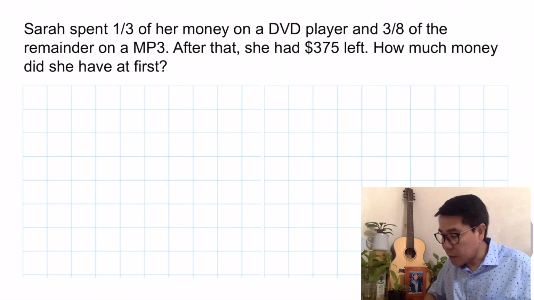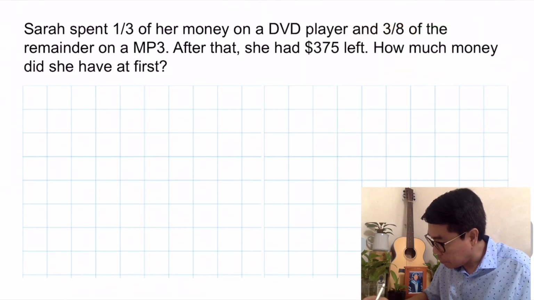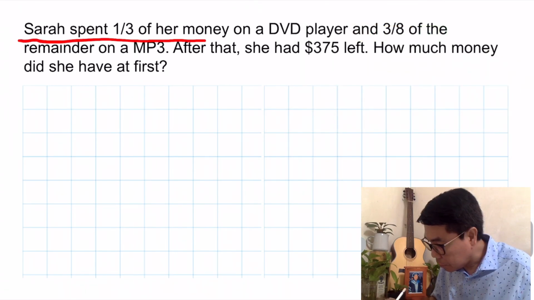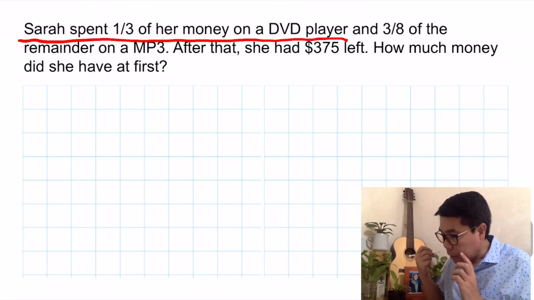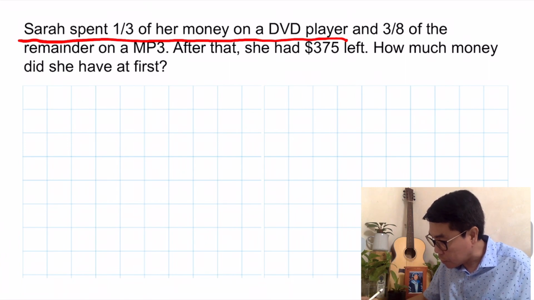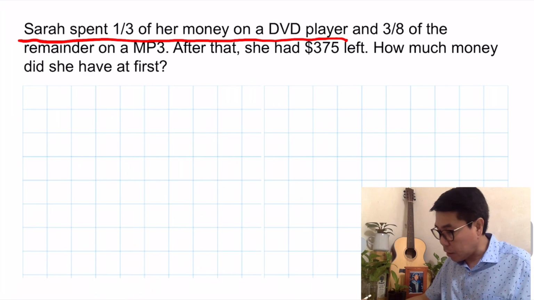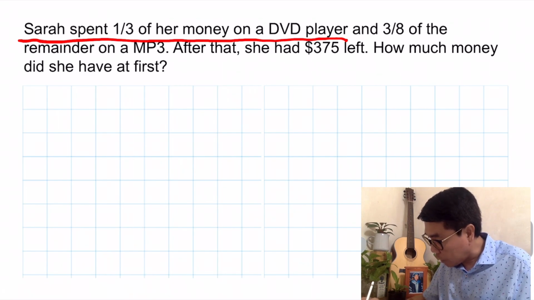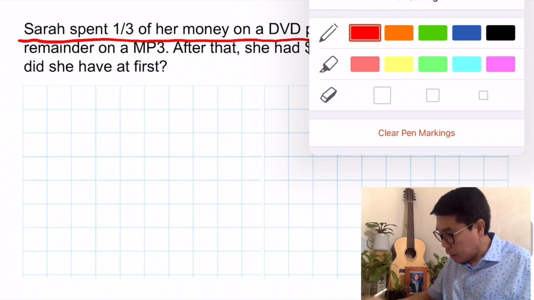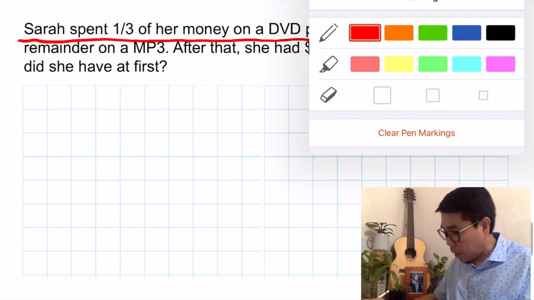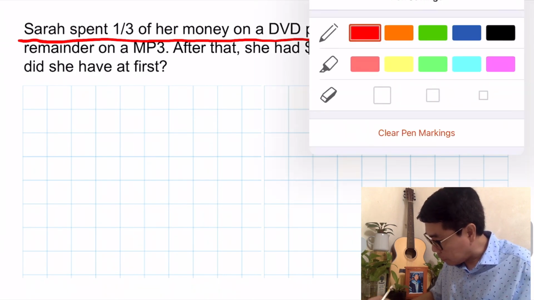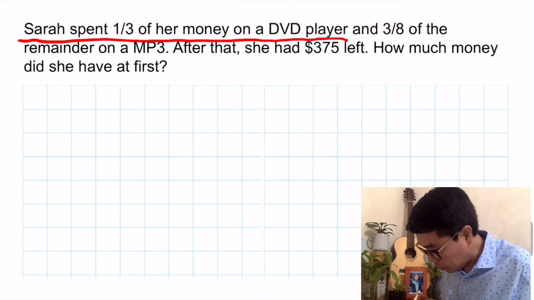Okay, now, Sarah spent 1/3 of her money on a DVD player, and 3/8 of the remainder on an MP3. So first statement, Sarah spent 1/3 of her money on a DVD player. So let us first show that 1/3. In other words, the model is divided into 3 equal parts to show 1/3.